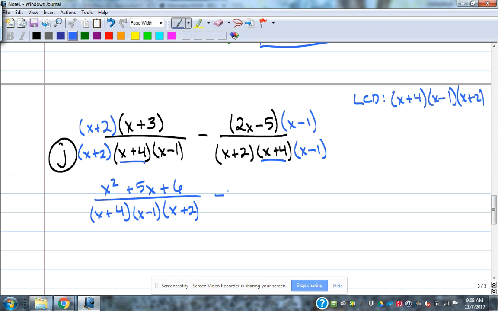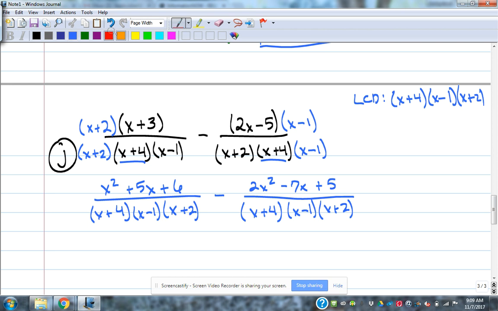Minus, and then we need to multiply this one out. So 2x squared minus 7x plus 5, from 2x minus 5 times x plus 4, x minus 1, x plus 2. 2x times x is 2x squared. 2x times negative 1 is negative 2x. Negative 5 times x is negative 5x. That together is negative 7x. And negative 5 times negative 1 is positive 5.